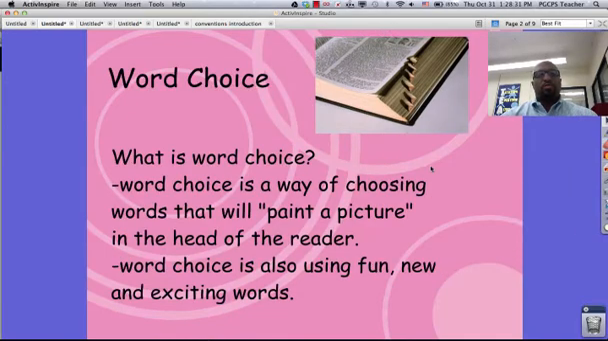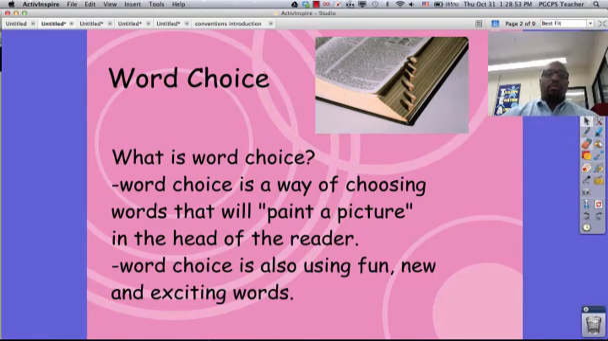Word choice is a way of choosing words that will paint a picture in the head of the reader. For example, using fun, new, and exciting words. We want to make sure that we use words that help create imagery that really impacts the reader and will act like the text says here, paint the picture so it really grasps a hold of what we're trying to get across to our audience.